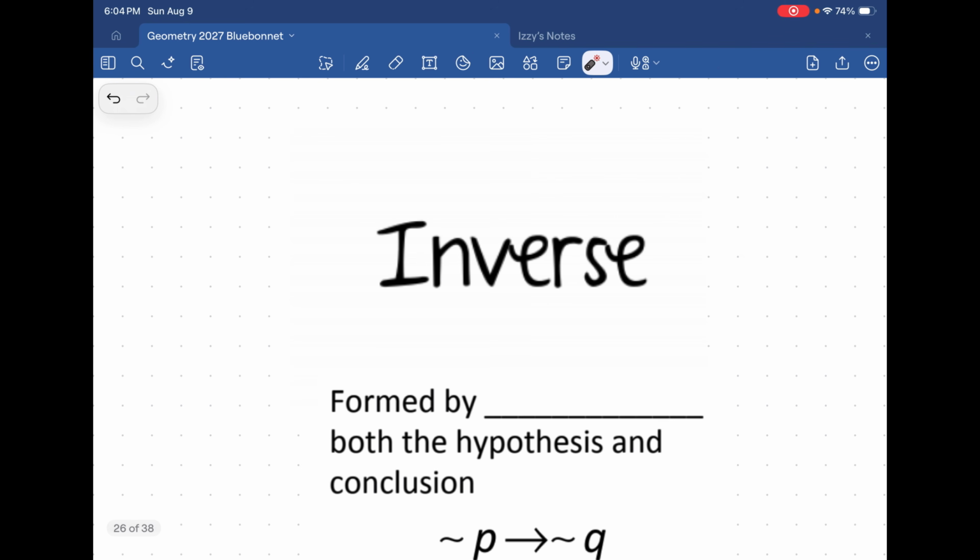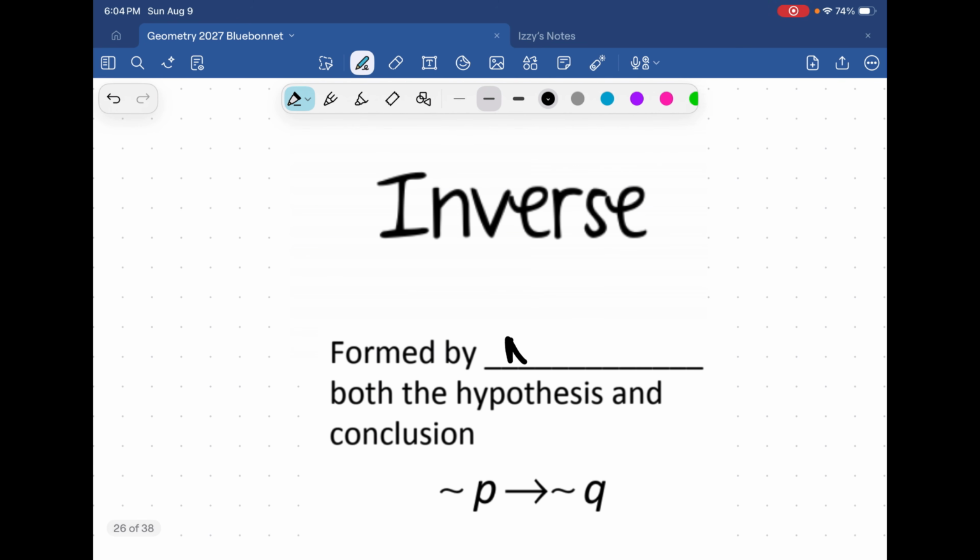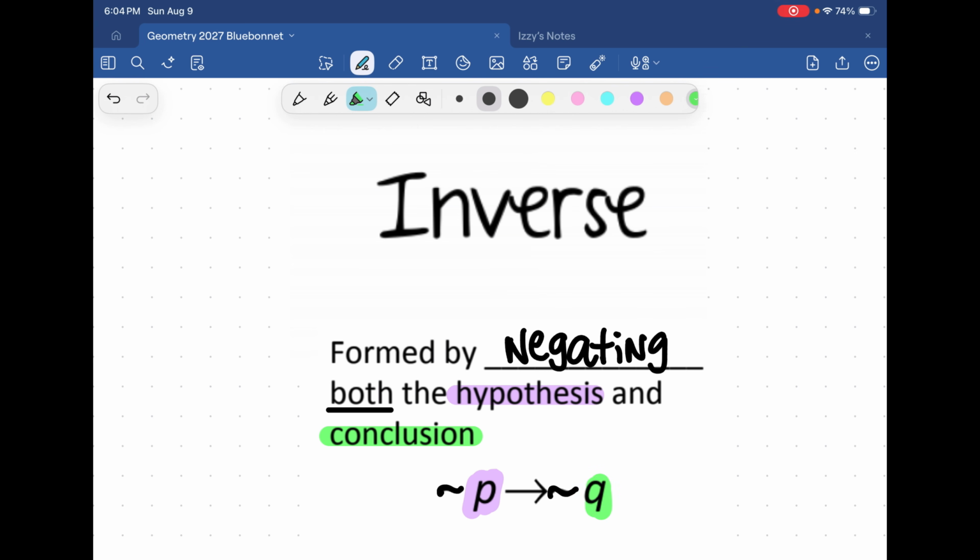All right. To do the inverse of a conditional statement, it is formed by negating both the hypothesis and the conclusion. Both the hypothesis, so notice there's my hypothesis and it's been negated, and the conclusion. Okay, notice both of them are saying if not the hypothesis, then not the conclusion. Oop, I forgot to color it. There we go.